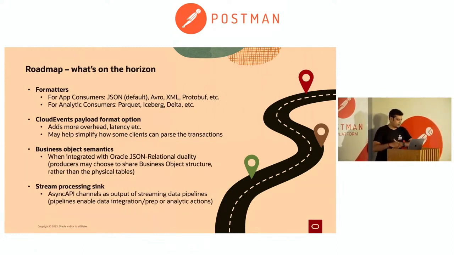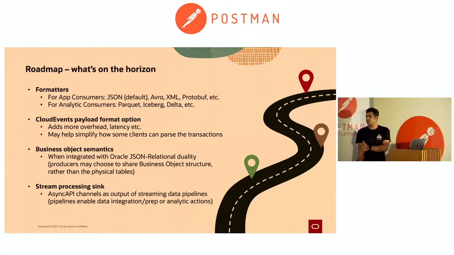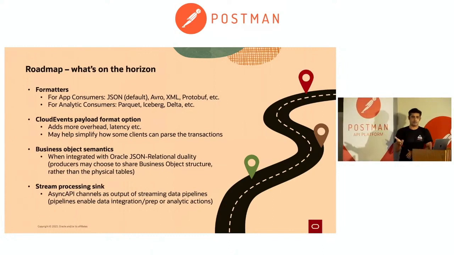And business object semantics, when integrated with Oracle JSON relational duality, which I talked about, which is going to come in Database 23.4. And stream processing, again, AsyncAPI channels as output for streaming data pipelines. So this is our roadmap. This is Oracle Database 23.4 as well as Oracle GoldenGate 23.4, which will be releasing in the upcoming year. And we will have Oracle data streams as a new concept by integrating AsyncAPI with GoldenGate. It will be available.